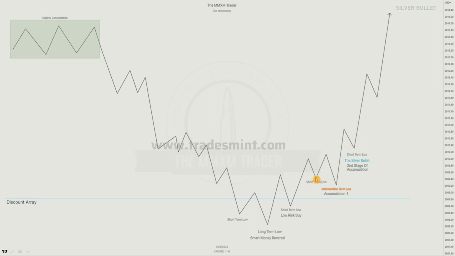So essentially you're going from this external range liquidity, right, this short-term low getting raided into another price leg up, and inside this another price leg up we anticipate a short-term low forming, which is the silver bullet, right? So this is an entry model for the second stage of the distribution or accumulation phase.